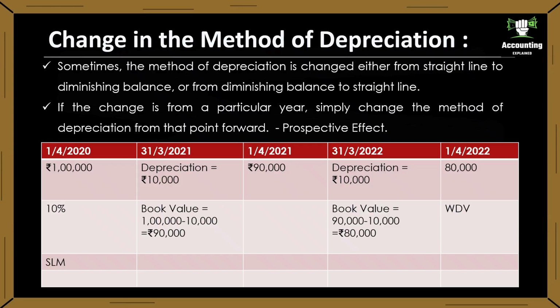Dear students, let us learn about the change in the method of depreciation. Sometimes the method of depreciation is changed either from straight line to diminishing balance or from diminishing balance to straight line. Either way we can change it. Diminishing balance means WDV or written down value method of depreciation.